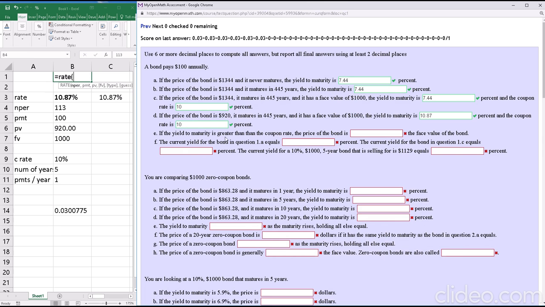If the yield to maturity is greater than the coupon rate, the price of the bond is blank the face value of the bond. So let's look at that. Where's the situation where the yield to maturity is greater than the coupon rate? So here the yield to maturity is greater than the coupon rate, and the price of the bond is less than the face value. So we can type in less than here.